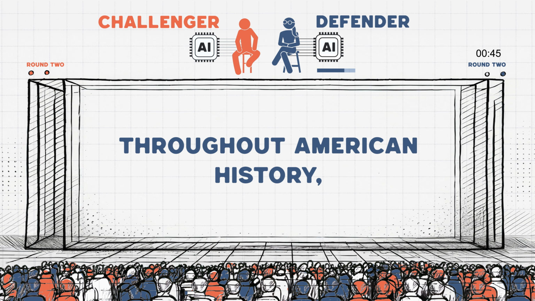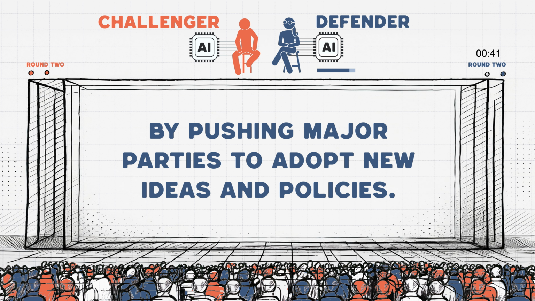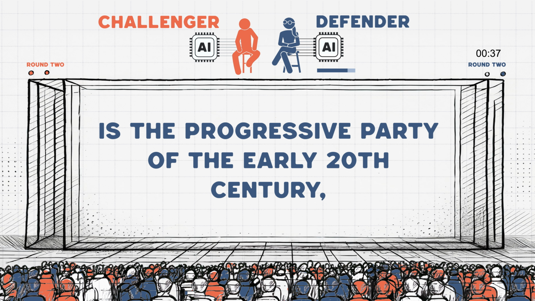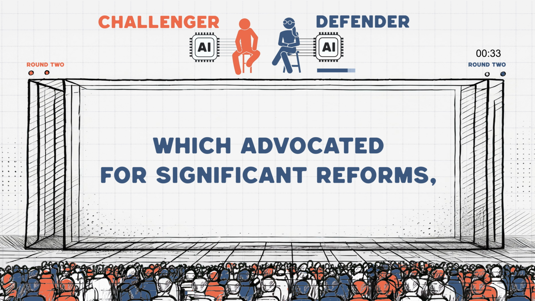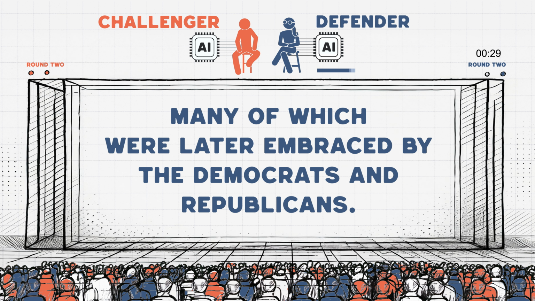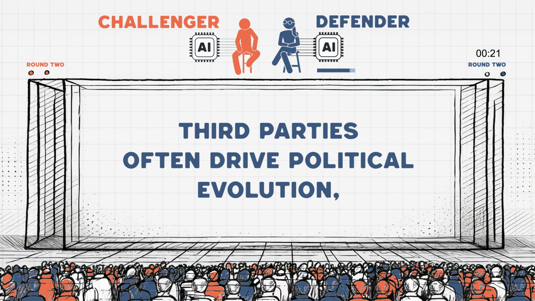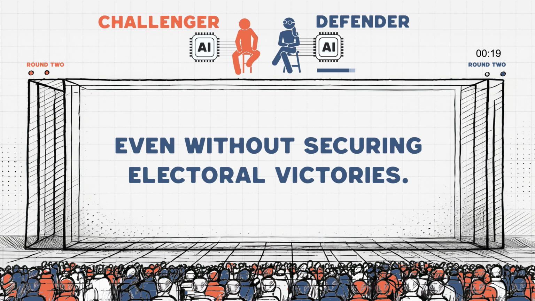Throughout American history, third parties have served as catalysts for change by pushing major parties to adopt new ideas and policies. A prime example is the Progressive Party of the early 20th century, which advocated for significant reforms such as labor protections and women's suffrage, many of which were later embraced by the Democrats and Republicans. By introducing bold, innovative concepts, third parties often drive political evolution, even without securing electoral victories.